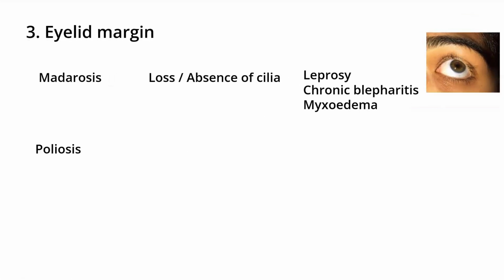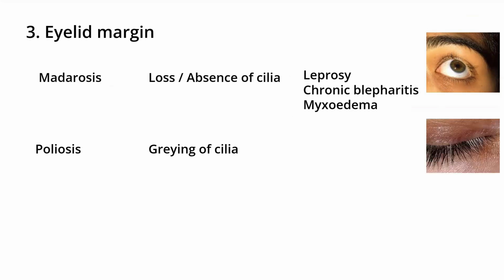Then poliosis. What is poliosis? This is graying of cilia. So where do you see graying of cilia? Obviously, in old age you will see graying of cilia, but graying of eyelash cilia occurs after 70 years, okay? Not before that. Apart from old age, in Koyanagi-Harada disease you can see it even at 30 or 40 years of age. When you see poliosis, you have to suspect this disease.